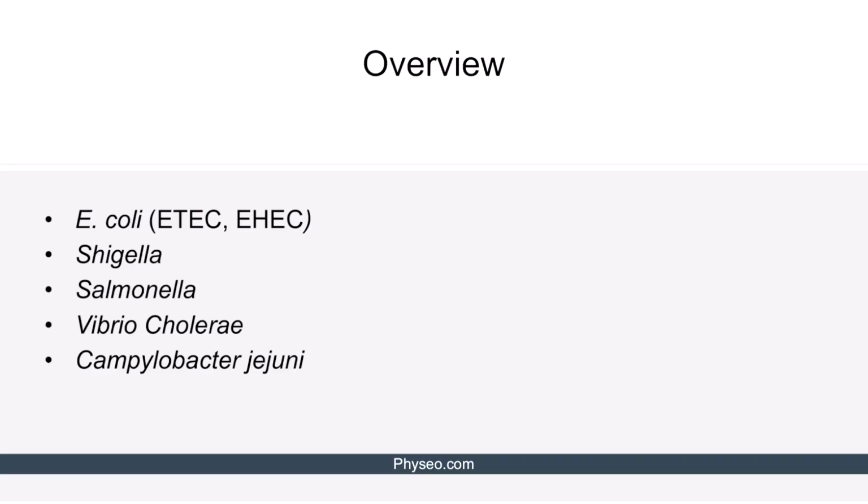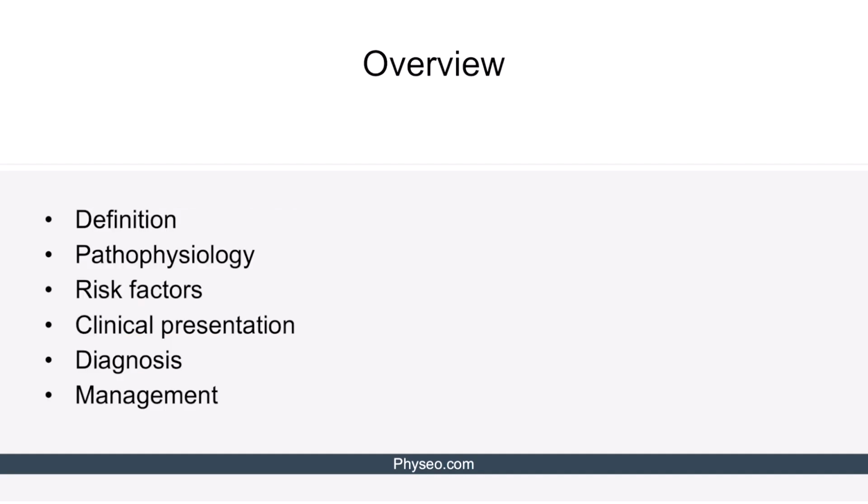Let's get started. In this video, we will cover the common causative agents of bacterial diarrhea, namely enterotoxigenic and enterohemorrhagic E. coli, also Shigella, Salmonella, Vibrio cholerae, and Campylobacter jejuni. For each condition caused by these bacteria, we will be discussing the definition, pathophys, all the details down to diagnosis and management. So let's start with the definition of enterotoxigenic E. coli.